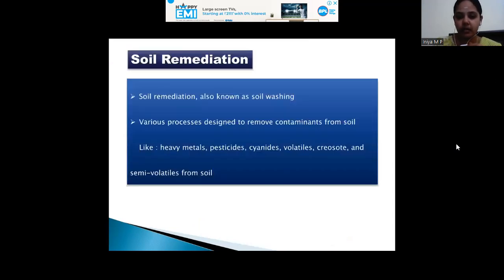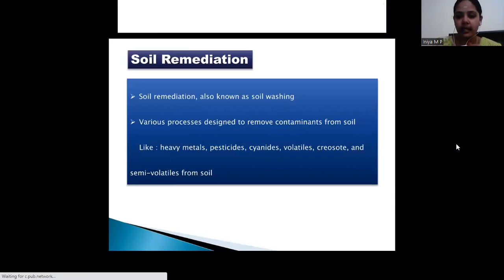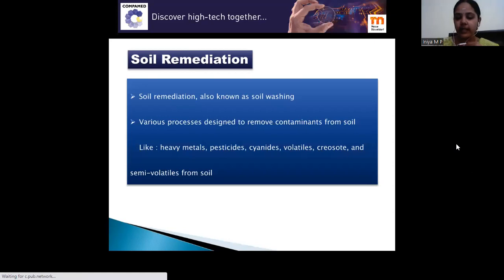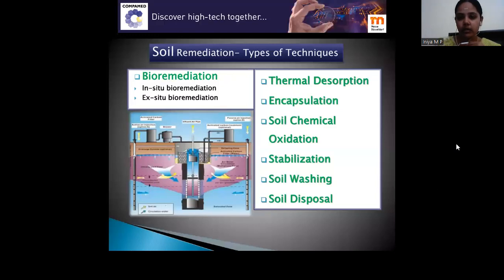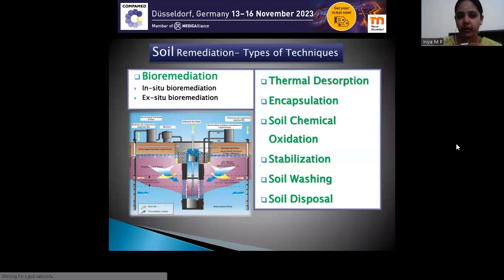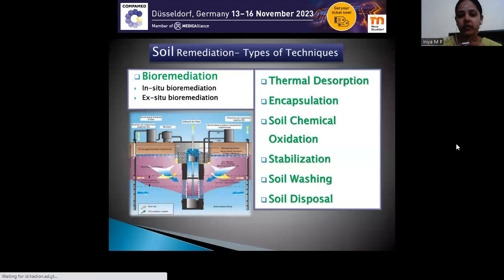Then soil remediation. Soil remediation is also known as soil washing. The various processes designed to remove the contaminants from soil like heavy metals, pesticides, cyanides, volatiles and semi-volatiles from the soil. The volatile organic compound is nothing but the unwanted and harmful substances that affect the ground, known as VOC. Bioremediation is of two types, in situ bioremediation and ex situ bioremediation. And the techniques followed are thermal desorption, encapsulation, soil chemical oxidation and stabilization, soil washing and soil disposal.